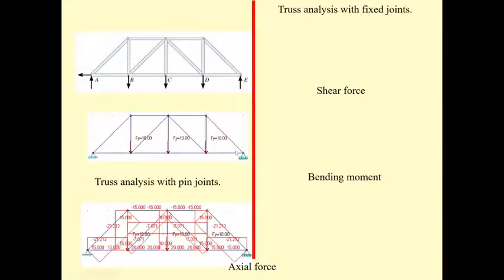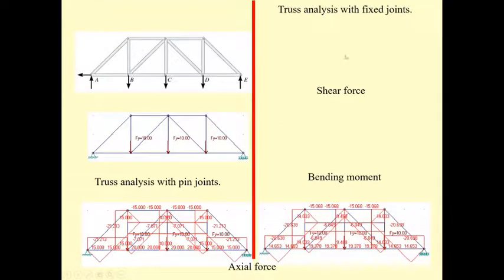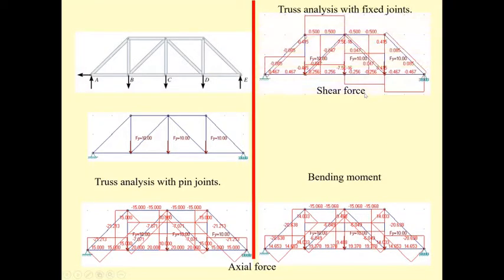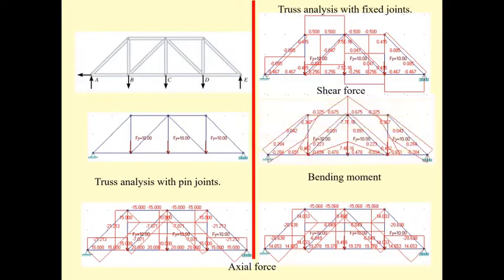But when we change the joints of the truss to fixed joints, not only axial force occurs, because with fixed joints, the behavior of the truss member is going to be like a frame. That means it's going to have not only axial force, it's also going to have shear force and bending moment.